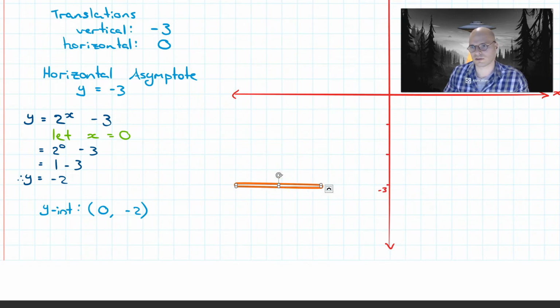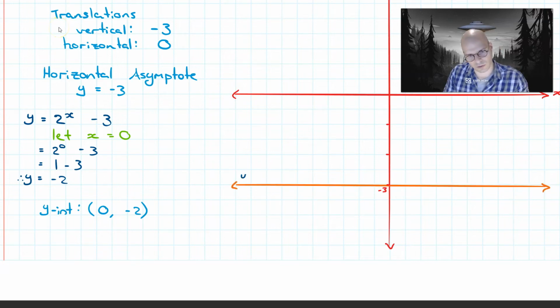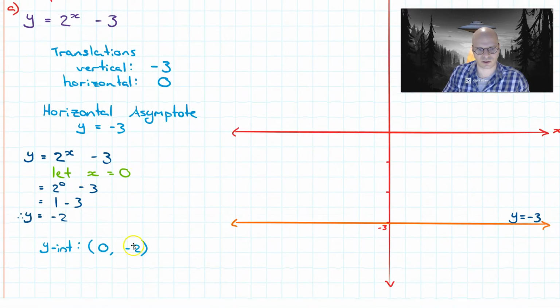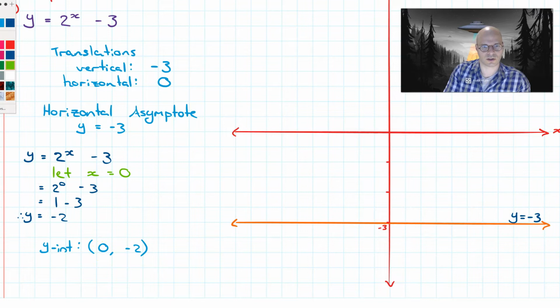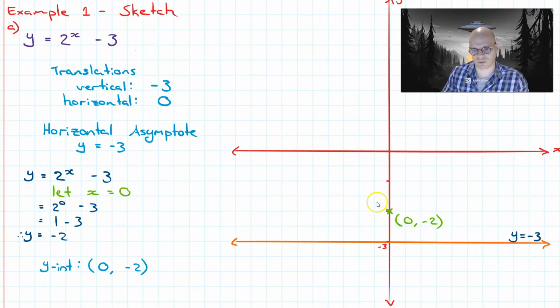Drawing in my line, remembering to use a ruler, I have y equals -3, like that. And half of the work is already done. Now next step is I need to identify my y-intercept, that being at (0, -2). So what I'm going to do is mark that on my Cartesian plane. So I'll go 0, -2.